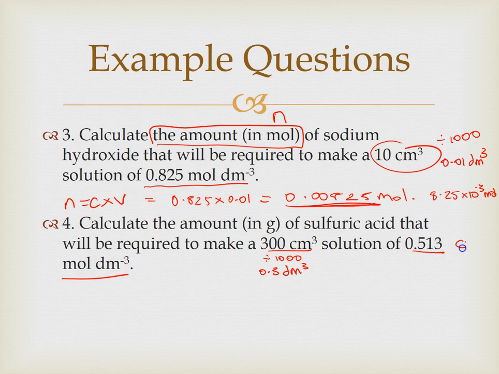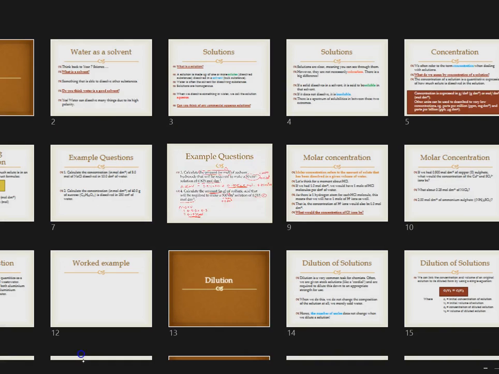Well, this is a concentration. This is a volume. I need amount in grams. Okay, the only way I can get to grams is via mole. So because I have C and V, n is equal to C times V. So if we can work out a number of mole, we should. So we get 0.513 multiplied by 0.3 will give us 0.1539 mole. Okay, so that is the amount.